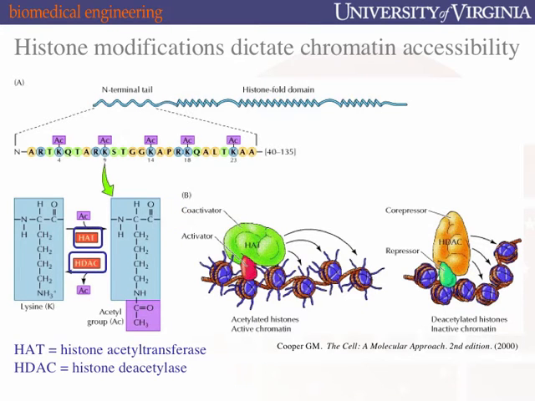And so that acetylation event is catalyzed by HATs, or histone acetyltransferases. And then the reverse reaction, the deacetylation, is by HDACs, or histone deacetylases. So acetylases open the chromatin, deacetylases close it.